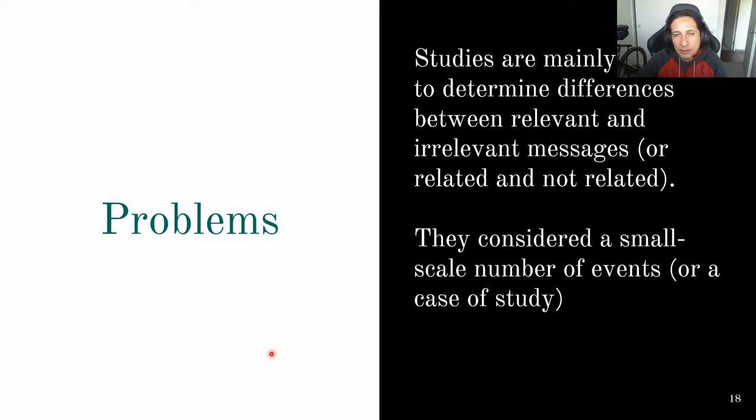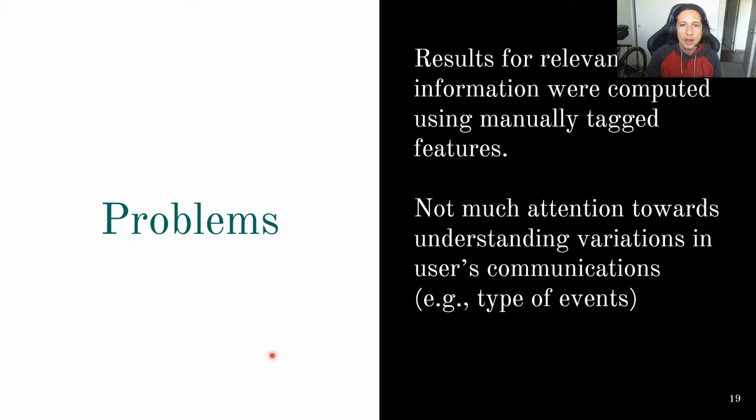However, some of the problems that we identify in the state of the art related to crisis characterization are that the studies are mainly developed to determine differences between relevant and irrelevant messages, or related and non-related messages. In some of these studies they consider a small number of events or just cases of study to determine some differences in messages, and some of these results are for relevant and related information. They represent messages just using manually tagged features instead of automatically computed features. And finally, they don't pay much attention to understanding variation in user communication, that is, what is the difference between different types of events or hazard dimensions.